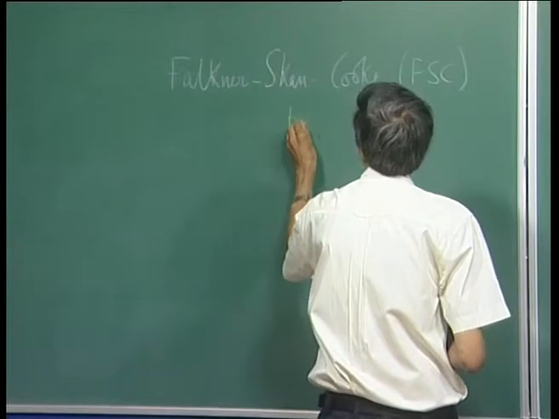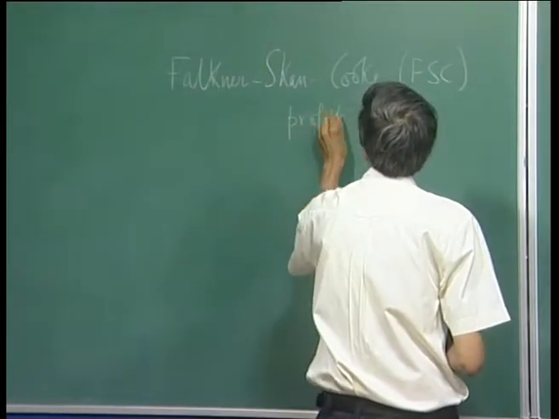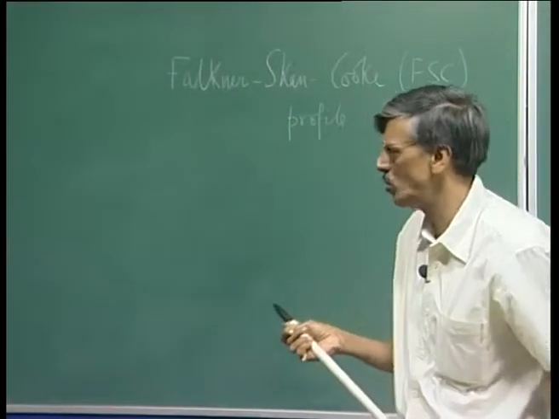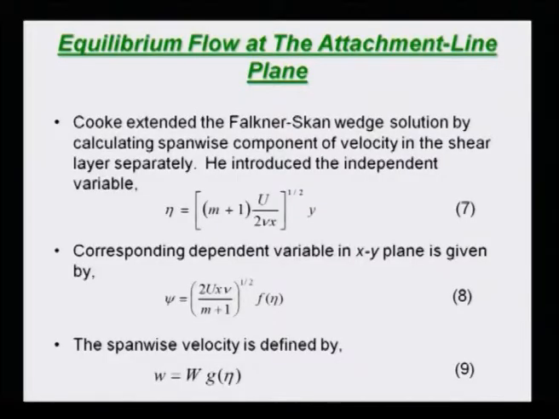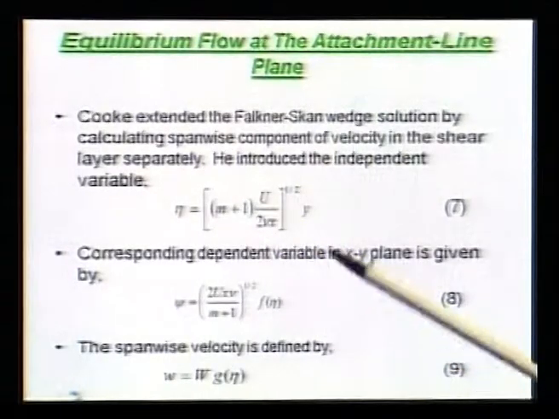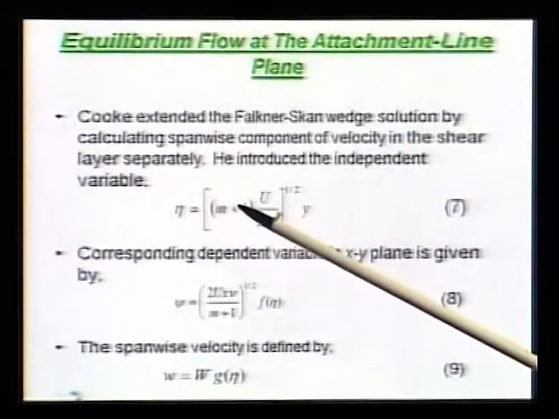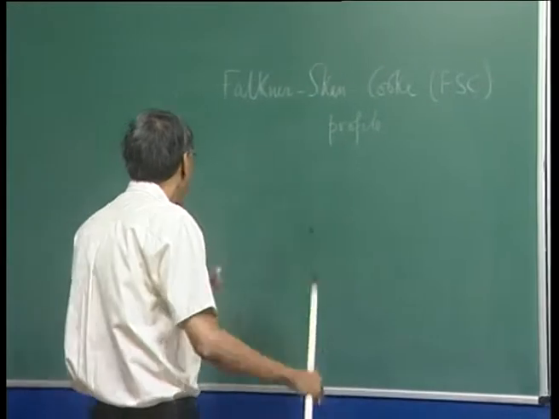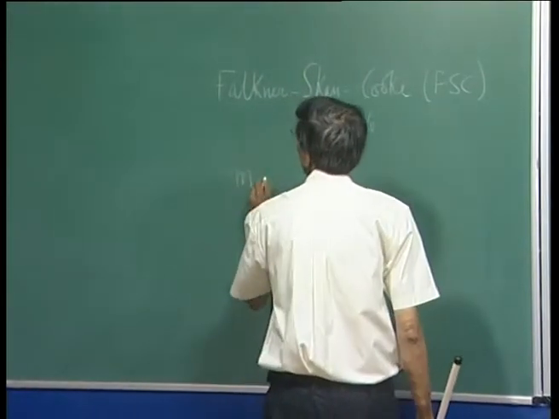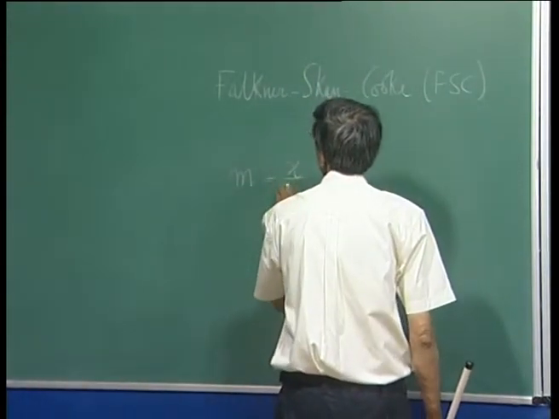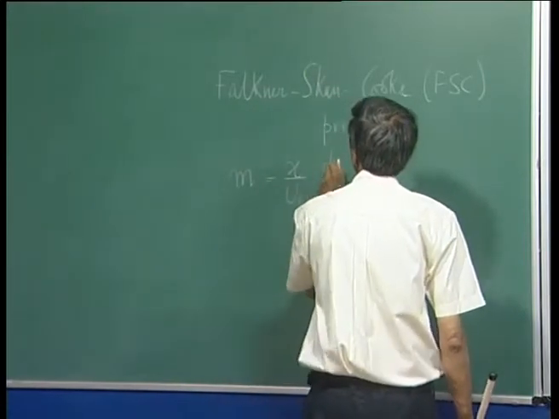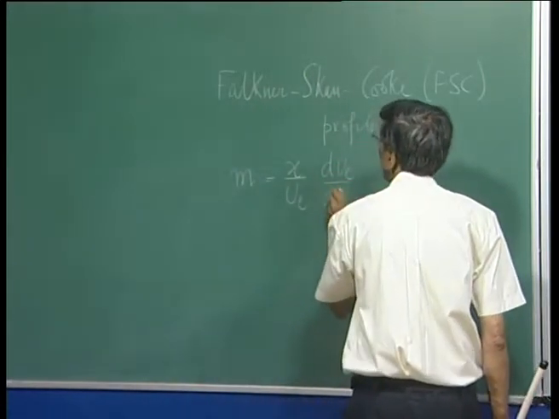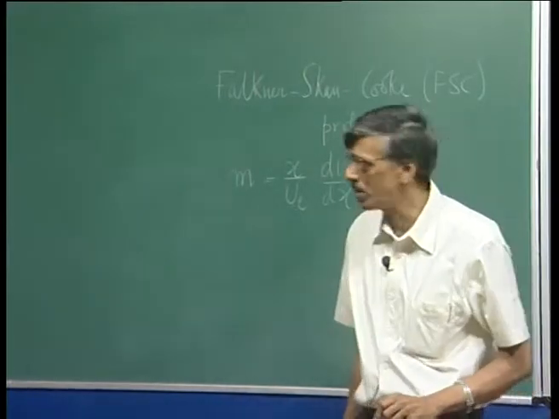So, we are basically looking for the description of this Faulkner-Skan-Cooke profile. So, what we do is we go through that same exercise. We stretch the wall normal direction by introducing eta. m is some kind of a pressure gradient parameter like what we have done, remember. m would be something like x by ue due dx. That is your pressure gradient parameter.